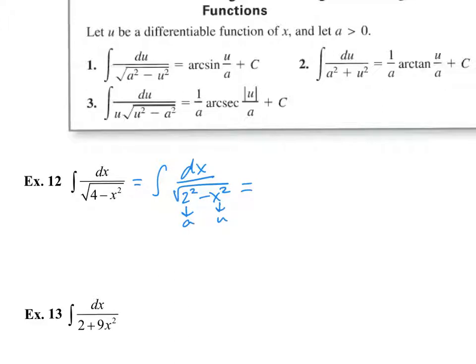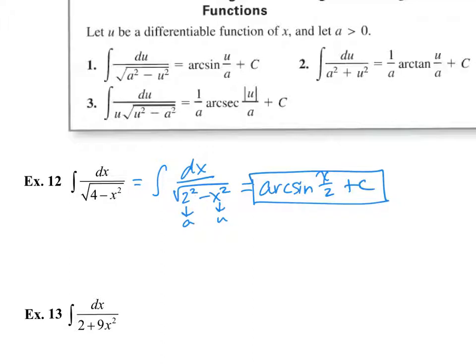So using pattern number 1 up here, then the integral is going to be arcsine or sine inverse of u over a. In this case, let's replace u with x and a with 2, so that would be arcsine of x over 2 plus c, and that's all there is to it.